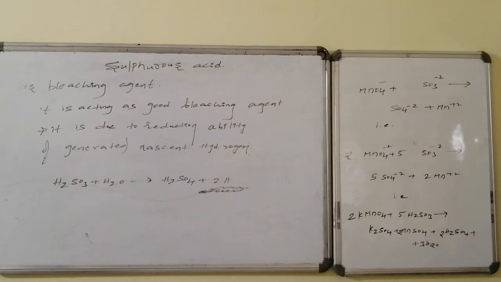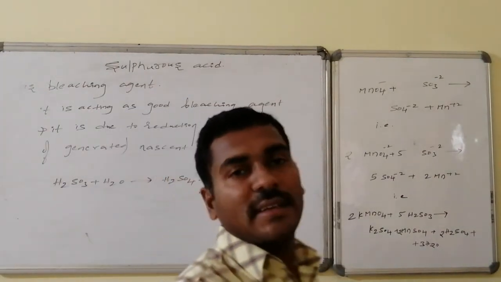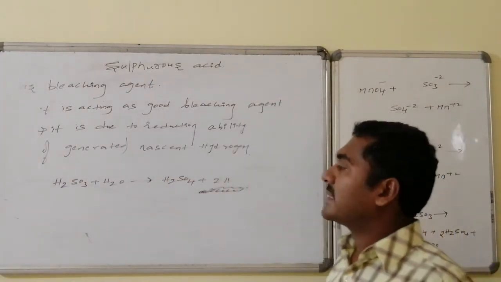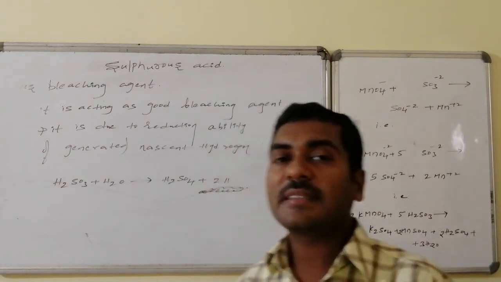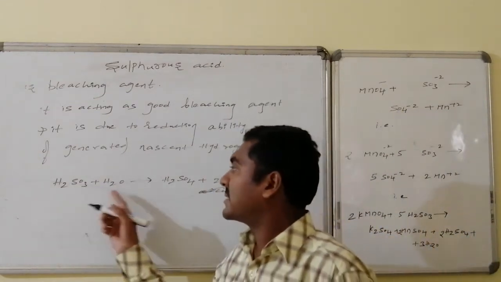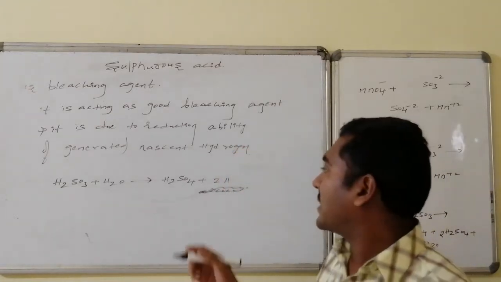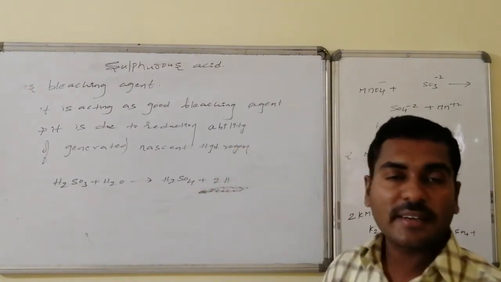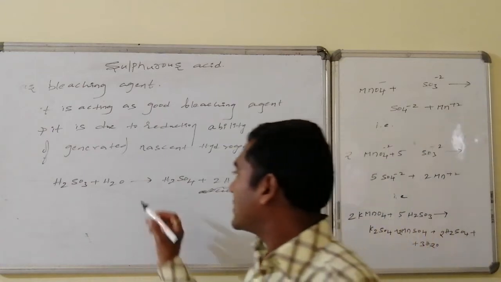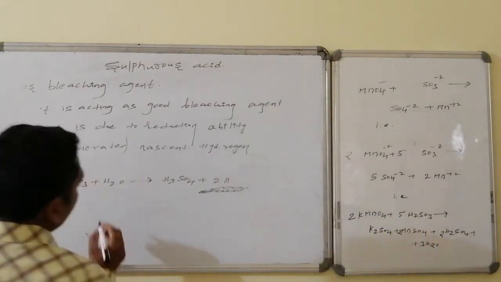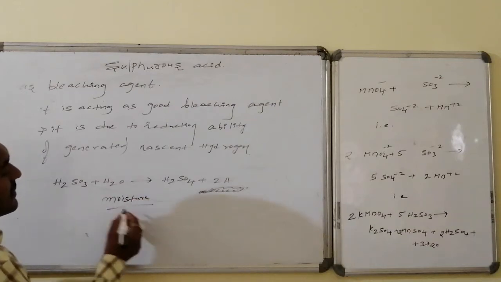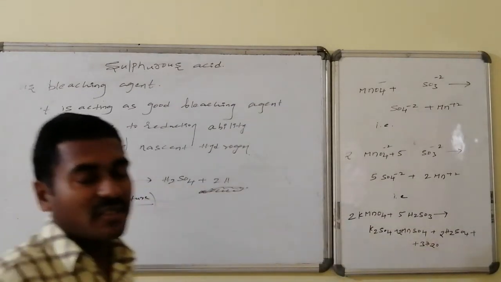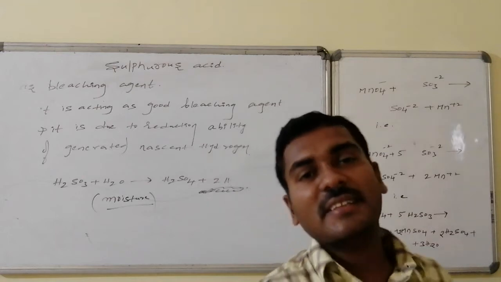Yes, sulfurous acid also acts as a bleaching agent. The reason for the bleaching action is reduction, and that reduction is due to what? Liberated nascent hydrogens. Sulfurous acid on reaction with water is converted to sulfuric acid, generating nascent hydrogens. Thus, sulfurous acid in the presence of moisture acts as a bleaching agent.